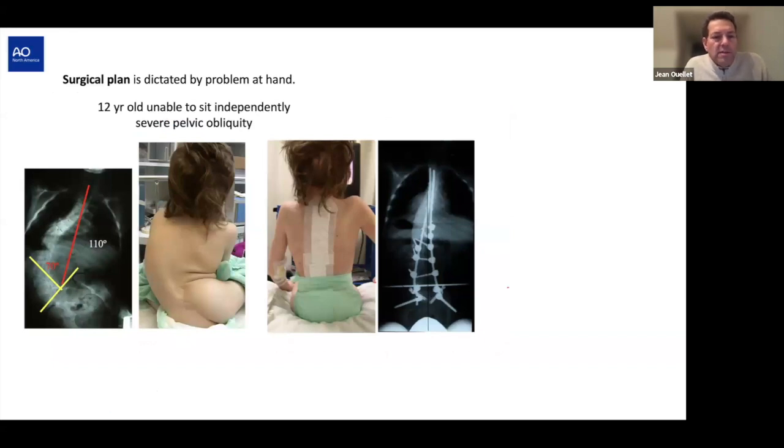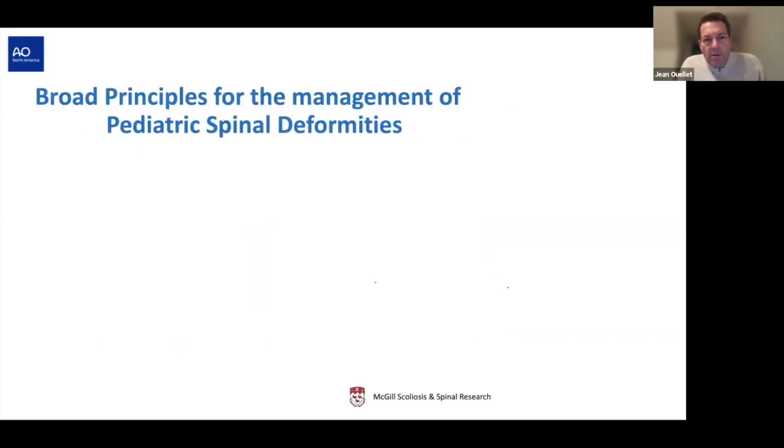So here's a boy who has a myelomeningocele, essentially unable to sit independently, always leaning because of his severe pelvic obliquity. We ended up doing a lumbar pelvic fusion and essentially a growing rod construct, allowing him to continue to grow above.